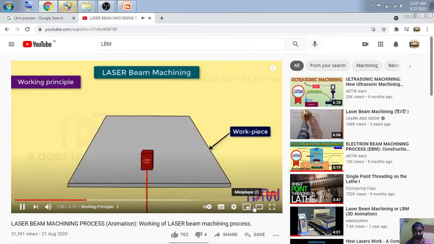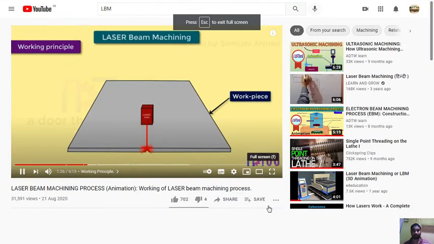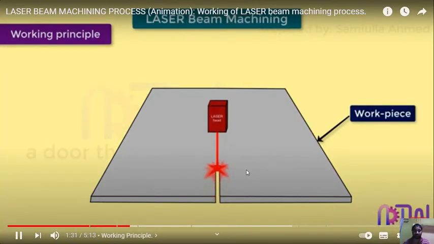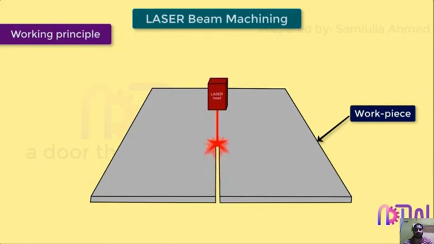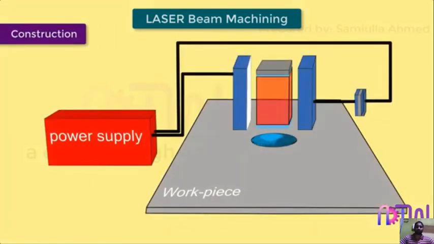Principle. In this machining process, as the laser beam strikes the surface of the workpiece, the heat energy from the laser beam is transferred to the workpiece. This absorbed heat energy melts and vaporizes the material from the workpiece surface. Construction. The laser beam machine consists of the following parts.